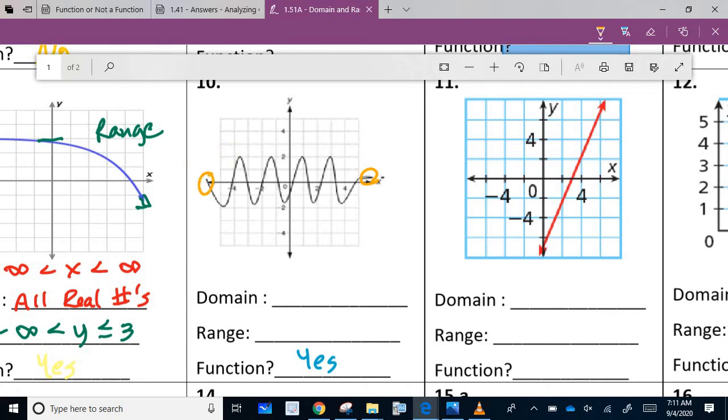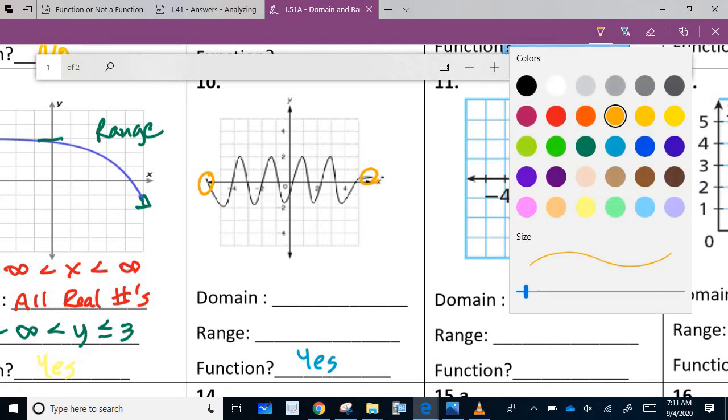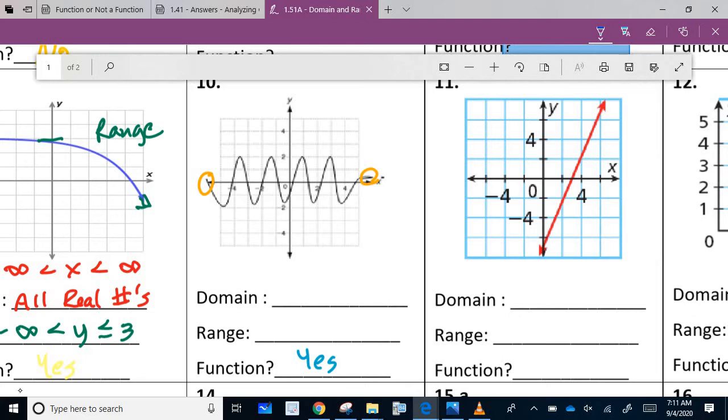You can't see the arrow because it continues on and on. So when I look at this, I see that this would be what would be left on it. Since it does not have a definite stopping point, when you're looking at the domain, how wide it is, we say that the domain is all real numbers.